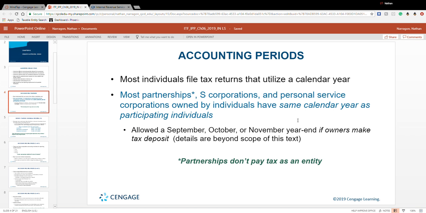And again, you're going to see some things that are not in this text. This is going to be in your business tax course. But again, partnerships do not pay tax as an entity, and S corporations don't either. The only ones that pay tax as an entity are, of course, the C corps. Those, again, you get into in your business tax.